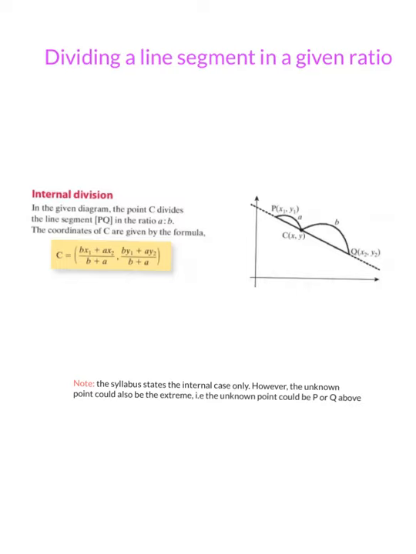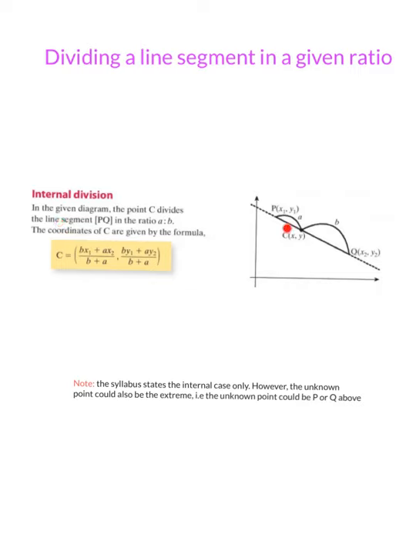Today we're moving on to dividing a line segment in a given ratio. You have a formula first, and it's on page 18 of your formula and tables book. It's for internal division. In the given diagram, the point C defines the line segment PQ in the ratio A is to B. Here you have your line segment PQ, and then you have C, the internal division point.